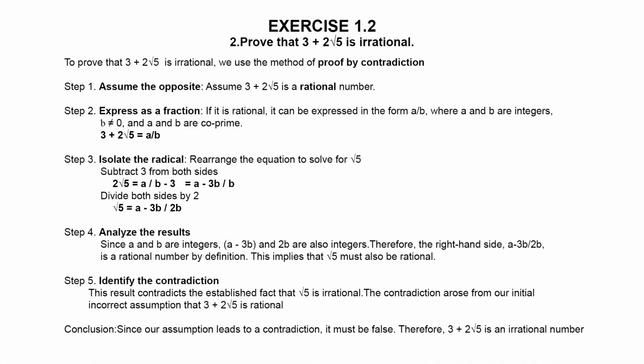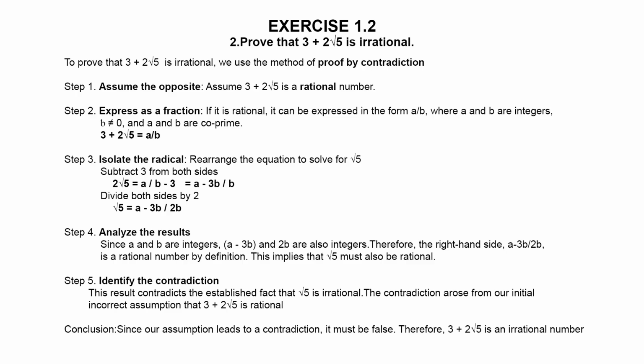Problem 2. Prove that 3 + 2 square root of 5 is irrational. To prove that 3 + 2 square root of 5 is irrational, we use the method of proof by contradiction. Step 1. Assume the opposite. Assume 3 + 2 square root of 5 is a rational number.